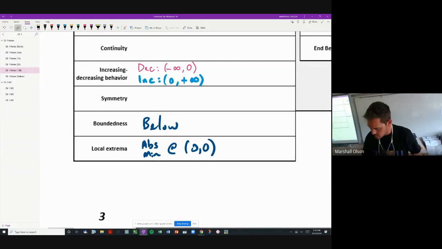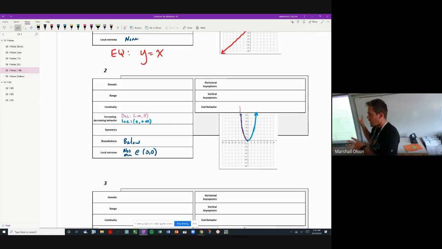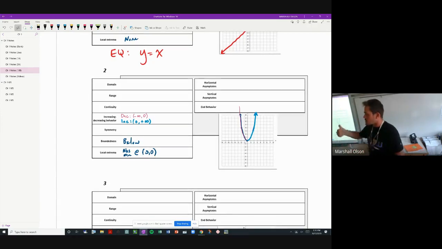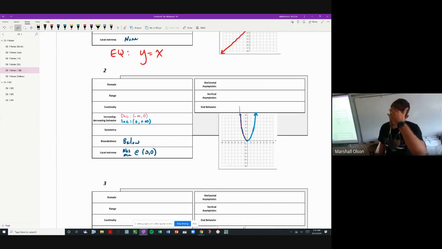Okay, so we kind of mentioned some of that other stuff. End behavior, I think you can get that, right? You go left, it goes up. You go right, it goes up. You could actually write that with one limit if you wanted to. I'd be okay with that. Any asymptotes for this one? No. So you're already done with 2 here.